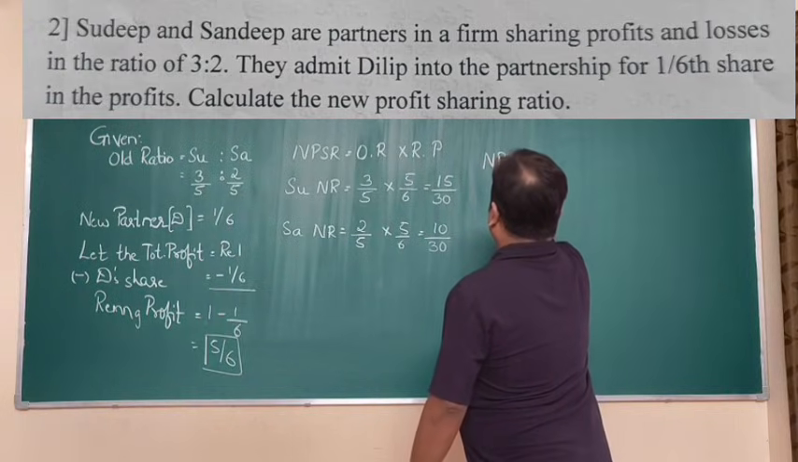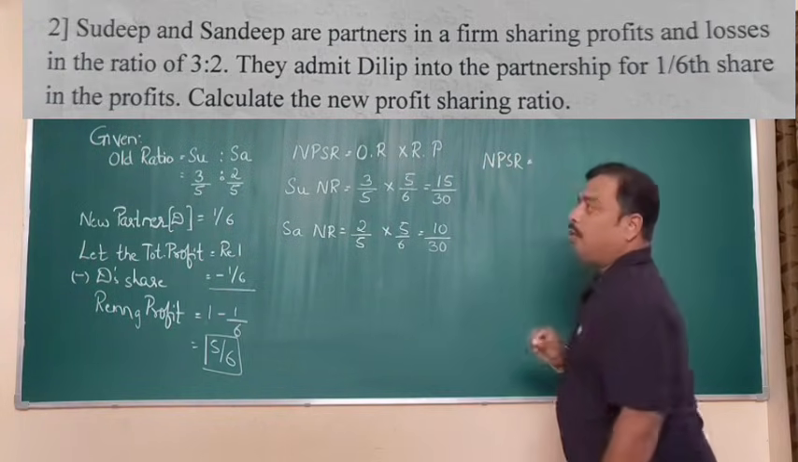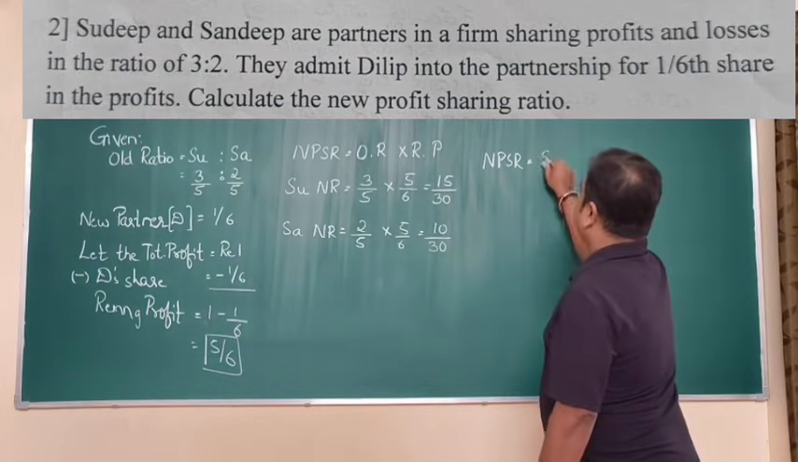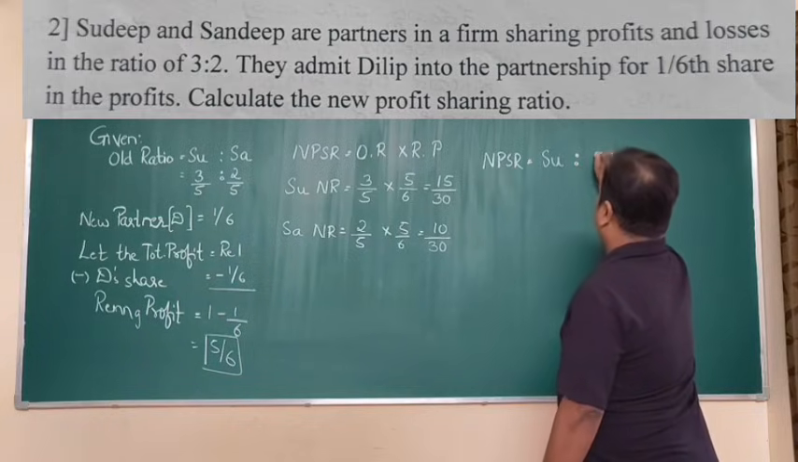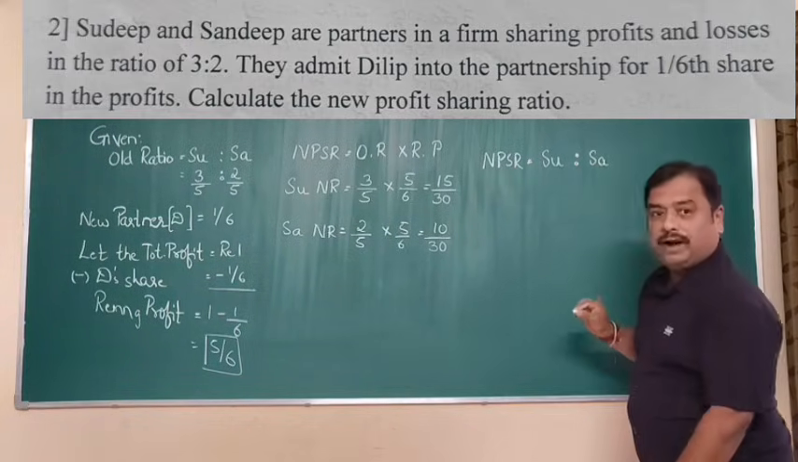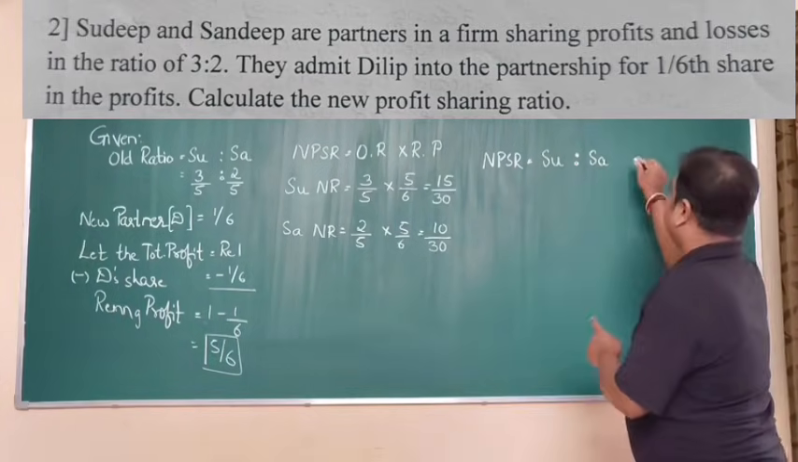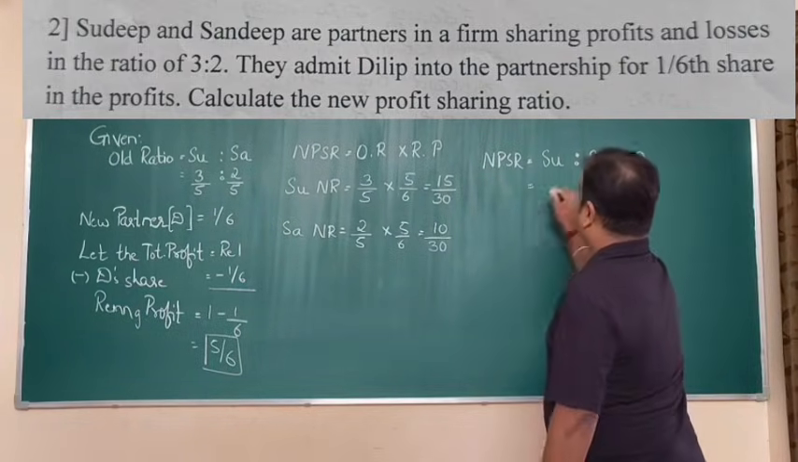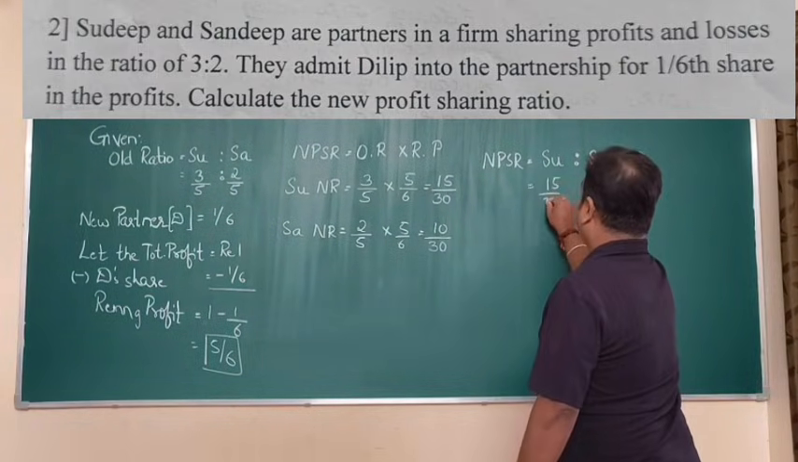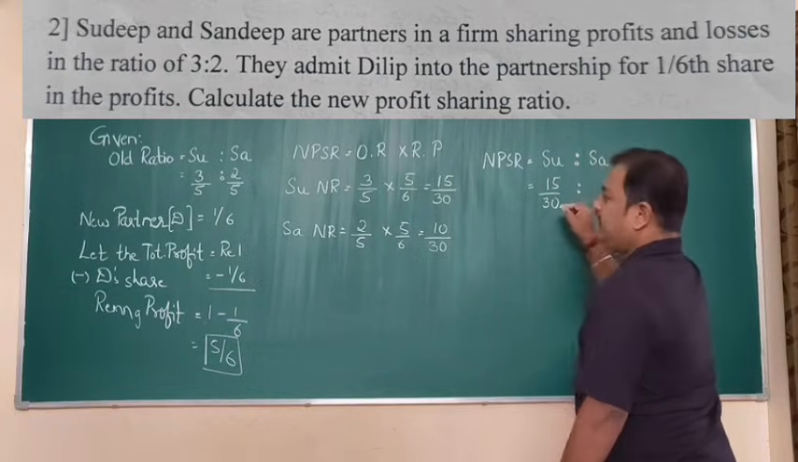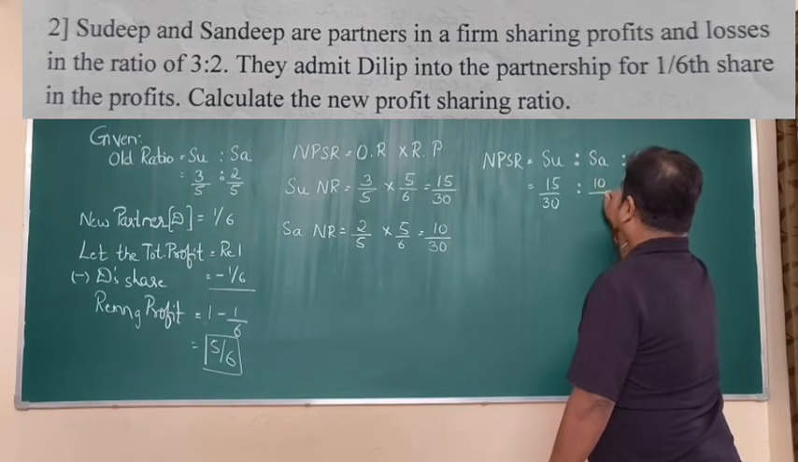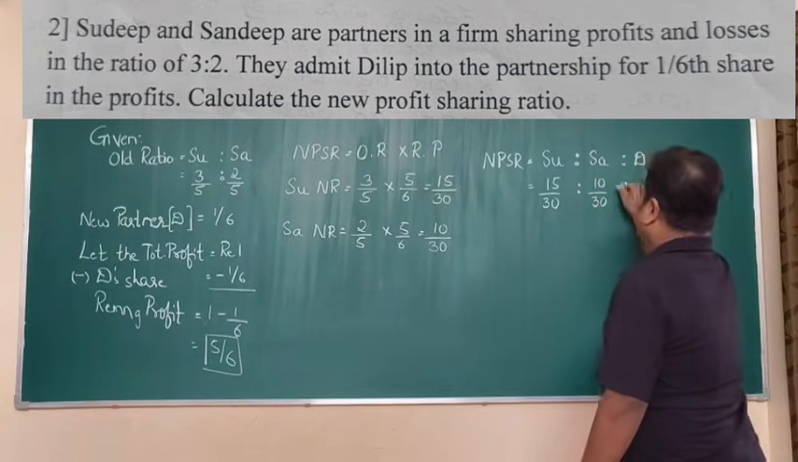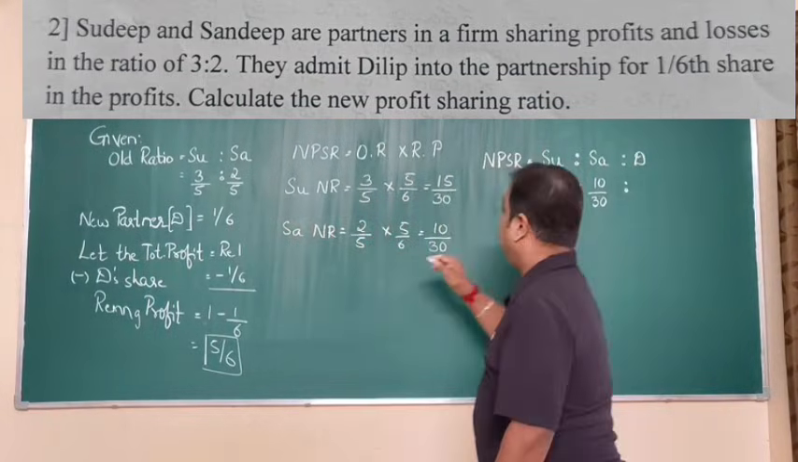So NPSR is equal to, who are the partners now? First we had Sudeep is to Sandeep, the old partners, and the new partner who is joining now is Dilip. Sudeep's new ratio 15/30, Sandeep's new ratio 10/30, and Dilip's new ratio 1/6.